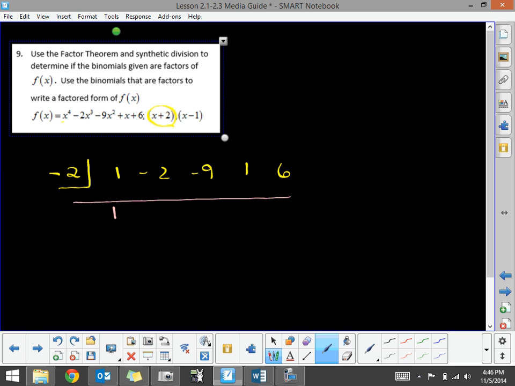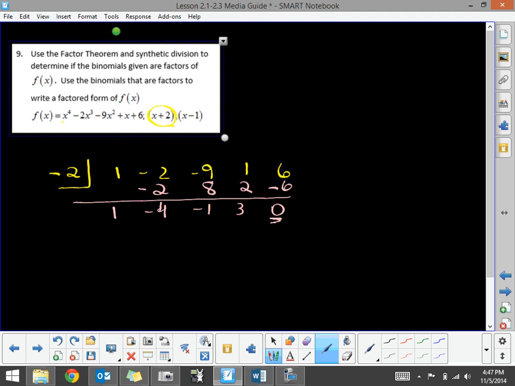So 1 times -2 is -2. -2 and -2 is -4. And -2 times -4 is +8. Add those together, you get -1. That's going to give you a 2. 2 and 1 is 3. 3 times -2 is -6, and -6 and 6 is 0.